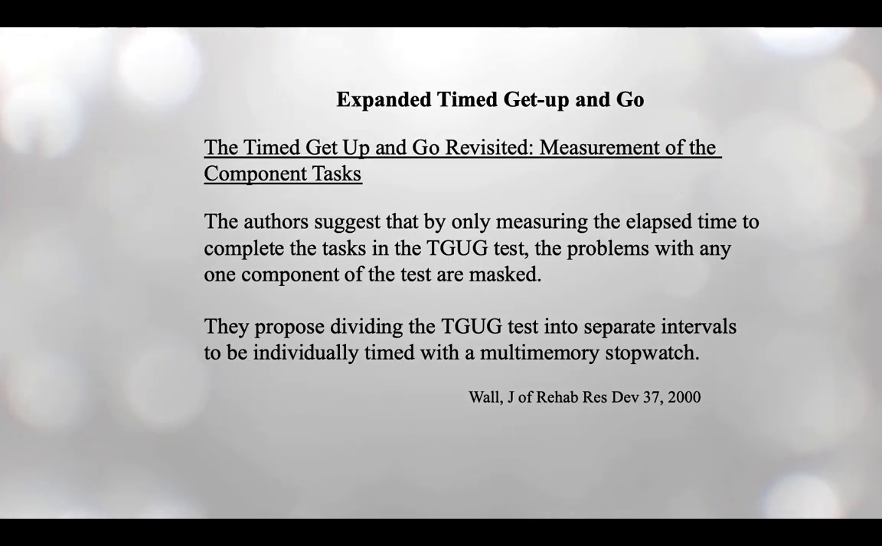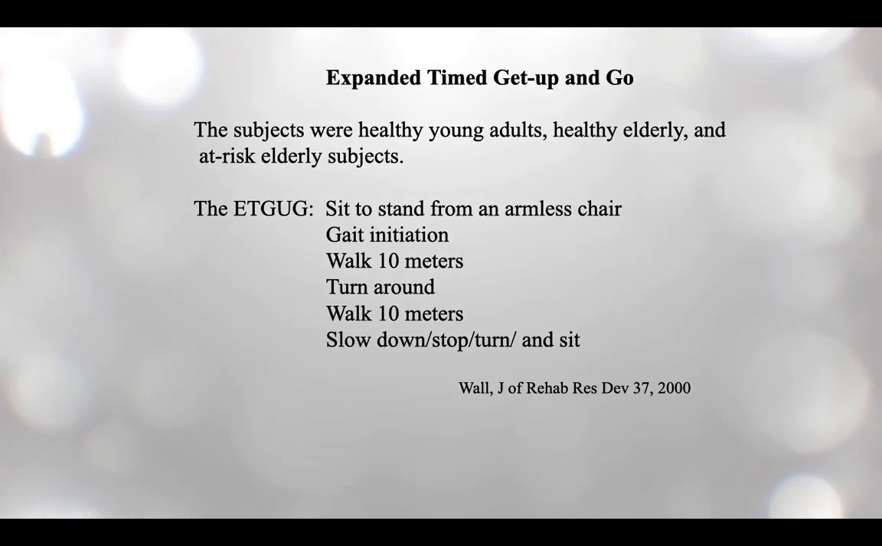Then the time get up and go was again revised and turned into expanded time get up and go. Now the author suggested that by only measuring the elapsed time, we can see only one kind of problem. We should also see how they are executing this pattern. So first, it was only whether the components are being done or not; second, in time get up and go, how much time they take to cover it; third, in expanded time get up and go, we have divided it even more finely.